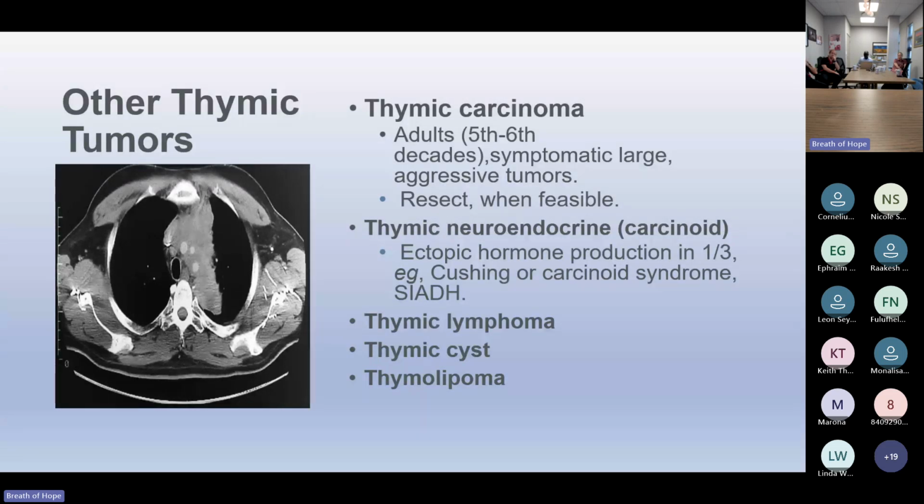Thymic neuroendocrine tumors, such as carcinoid, are also well known, and they tend to present with ectopic hormone production in 1/3 of cases, with features of Cushing's or carcinoid syndrome, and inappropriate ADH. For me, most of these patients might present to physicians because of low sodium, or they can present to endocrinologists. So again, you need to always think about the thymus. And then you can also have a thymic lymphoma, thymic cyst, and thymic lipoma.